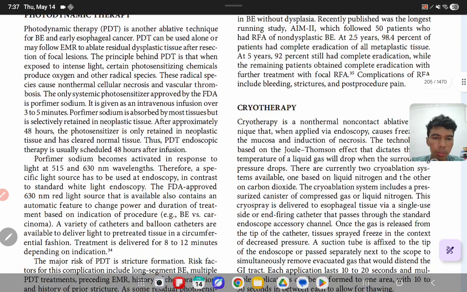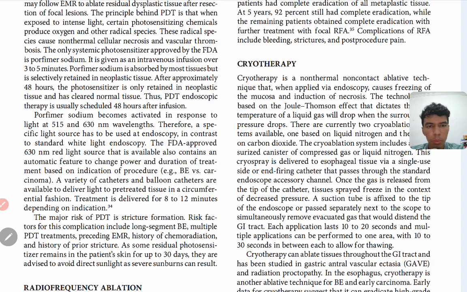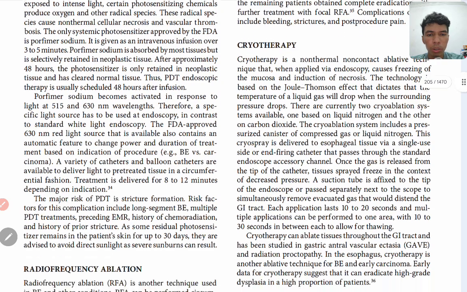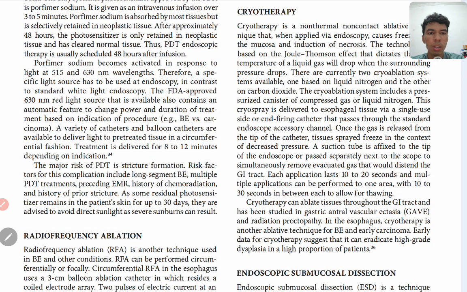Next, cryotherapy. Cryotherapy is a non-thermal, non-contact ablative technique that, when applied via endoscopy, causes freezing of the mucosa and induction of necrosis. The technology is based on the Joule-Thomson effect, which dictates that the temperature of a liquid or gas will drop when the surrounding pressure drops. There are currently two cryoablation systems available, one based on liquid nitrogen, and the other on carbon dioxide.